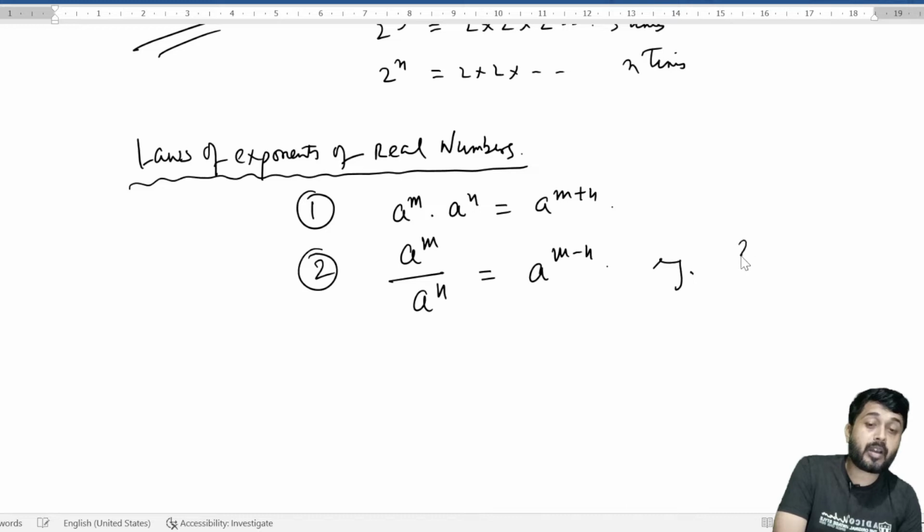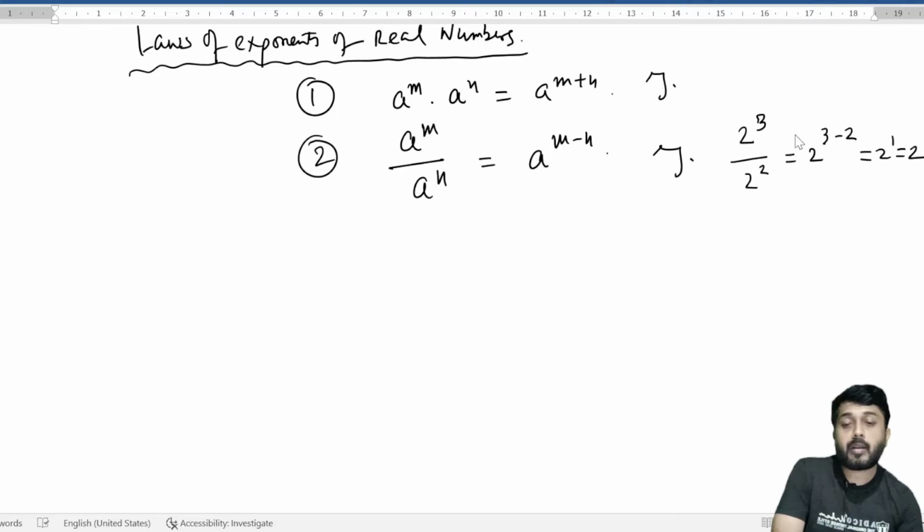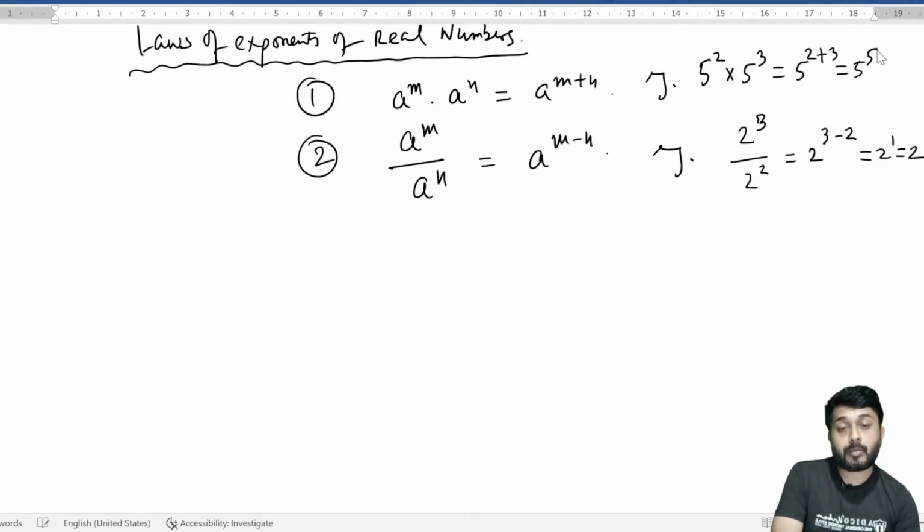An example I may give you is 2 to the power 3 by 2 to the power 2 is equal to 2 to the power 3 minus 2, or 2 to the power 1, which is simply 2. Is it clear? And for the first one, I may tell you that 5 to the power 2 multiplied by 5 to the power 3 is equal to 5 to the power 2 plus 3, or 5 to the power 5.